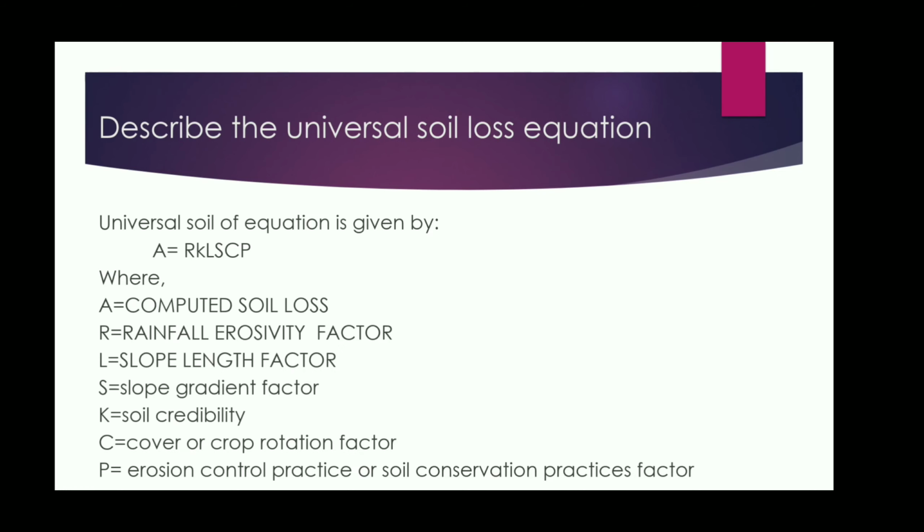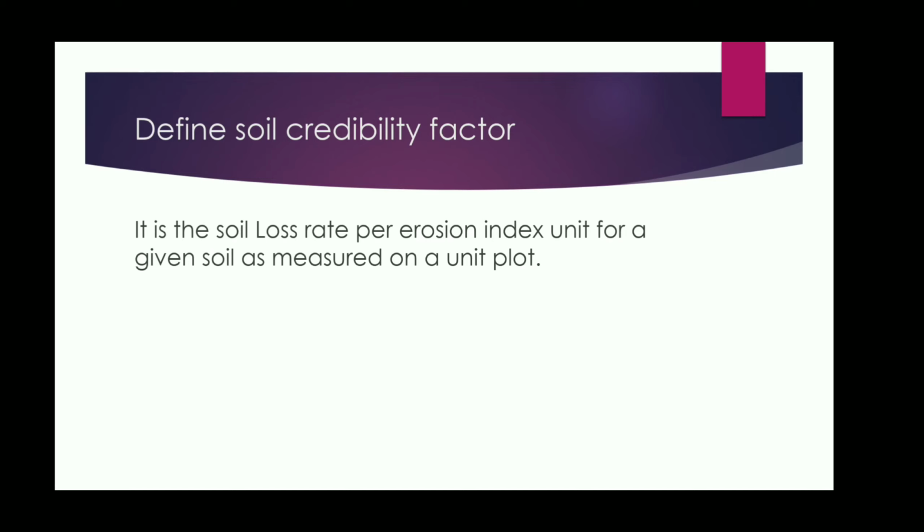Describe the universal soil loss equation. Universal soil loss equation is given by A equals RKLSCP, where A equals computed soil loss, R equals rainfall erosivity factor, L is equal to slope length factor, S is equal to slope gradient factor, K soil erodibility, C cover or crop rotation factor, P erosion control practices or soil conservation practices factor.